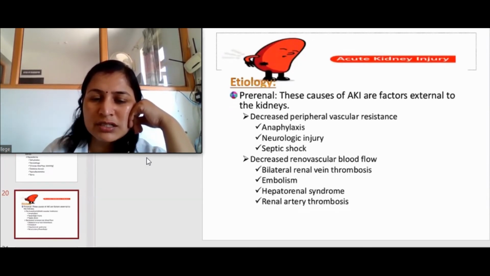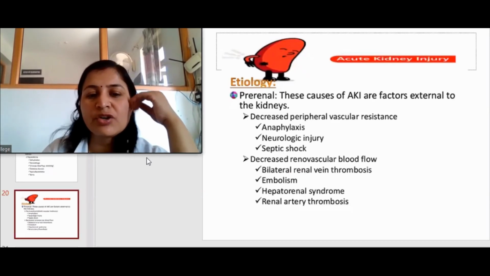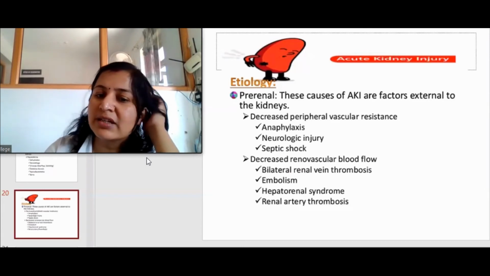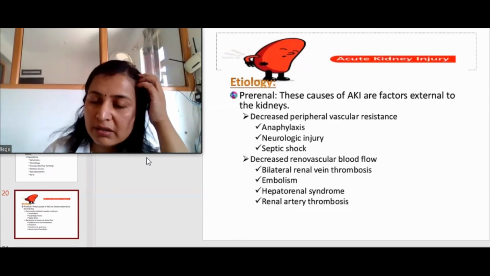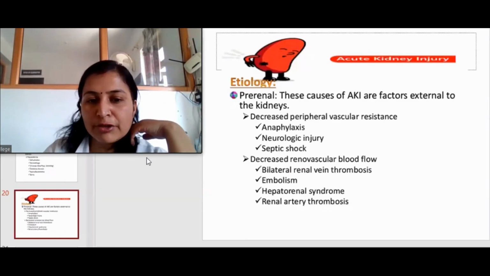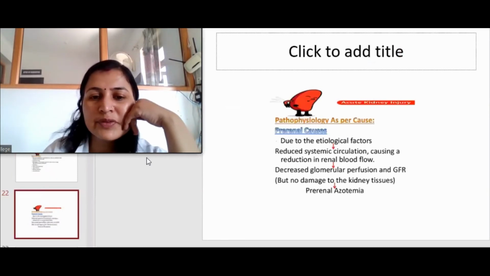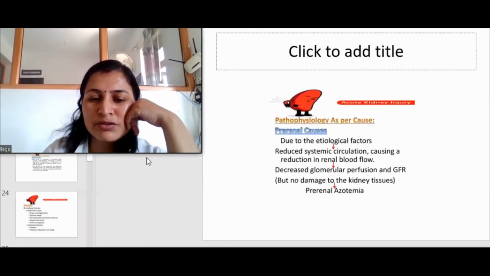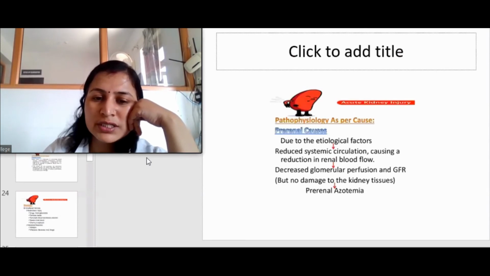Other things in pre-renal causes that are not pertaining to the kidney are decreased peripheral vascular resistance that occurs in shock, septic shock and anaphylaxis, and decreased renal vascular flow because of arterial or venous obstruction by thrombosis, embolism, and hepatorenal syndrome. I hope you have understood the pathophysiology from the many classes where we are discussing the same thing. Because of all these etiological factors, the volume is reduced, the renal flow is reduced, renal perfusion is compromised, the GFR is decreased, okay, and there is azotemia.